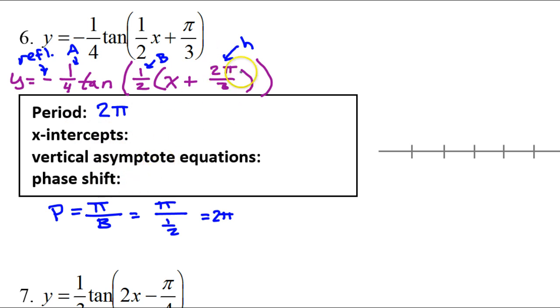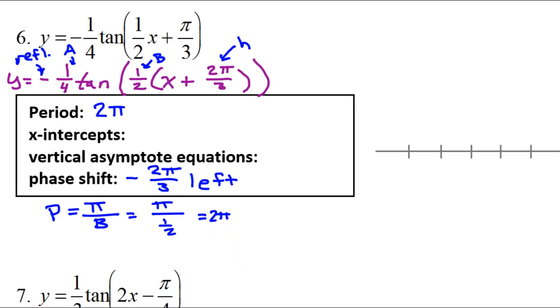The phase shift, there is a phase shift. It's the h value, but it's the opposite direction of what it looks like right here. So the phase shift is going to be a negative 2 pi over 3 because it is to the left. Okay, so that should be enough information for us to start the graph.